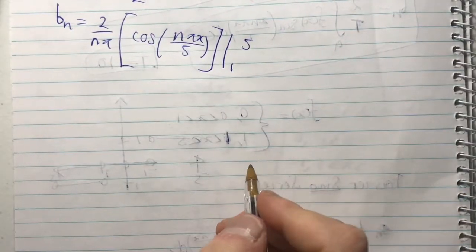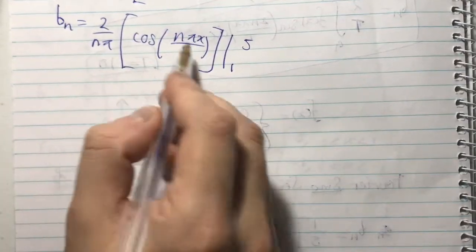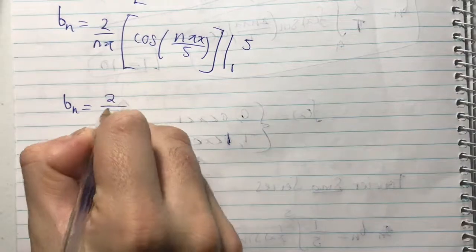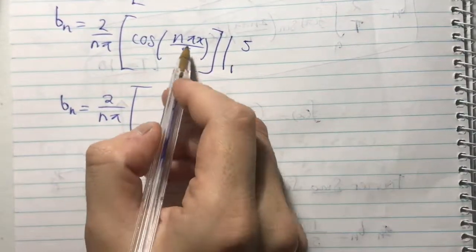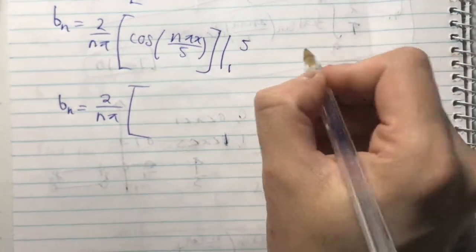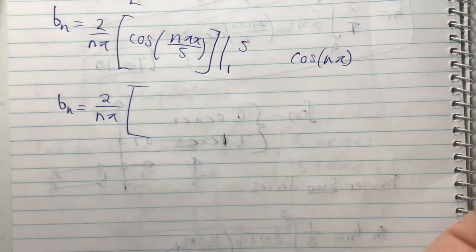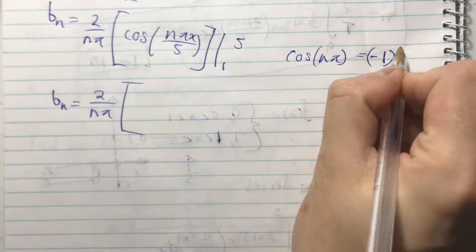Alright, so then we evaluate this. That's real easy. So that's 2 over n pi, and that's cos n pi 5 on 5, so that's cos n pi. Now, cos n pi, this is something you just need to commit to memory, is equal to minus 1 raised to the n.